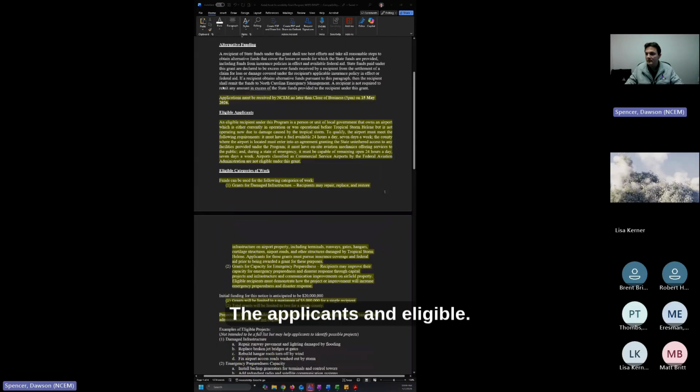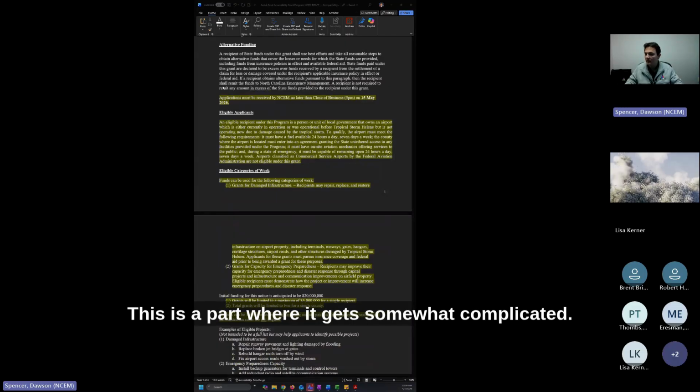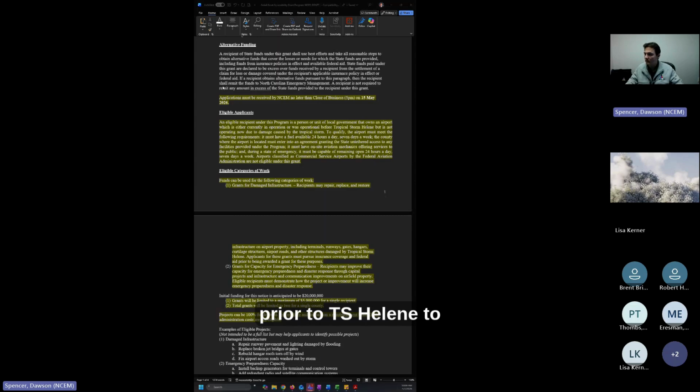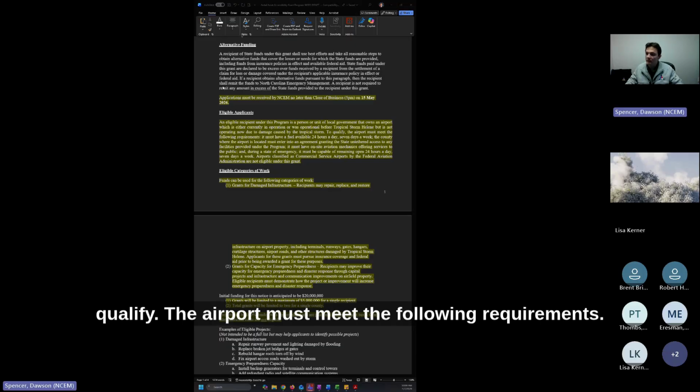The applicant and eligible recipient, this is a part where it gets somewhat complicated. An eligible recipient under this program is a person or unit of local government that owns an airport, which is currently in operation or was in operation prior to TS Helene. To qualify, the airport must meet the following requirements.